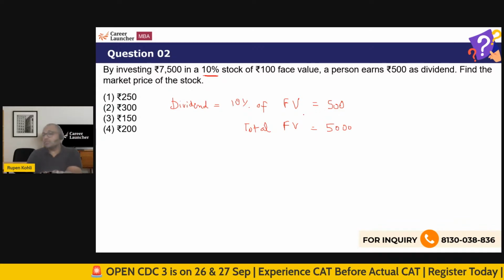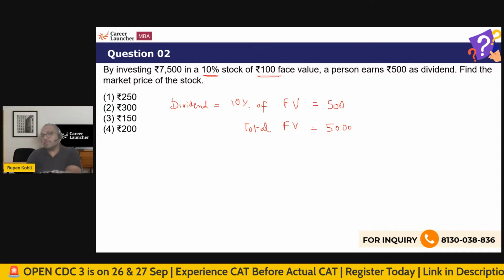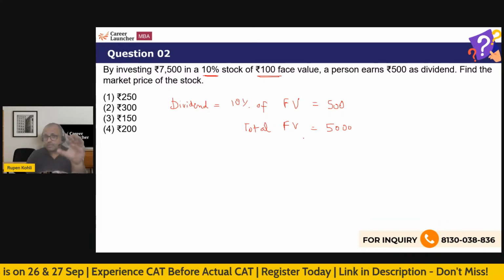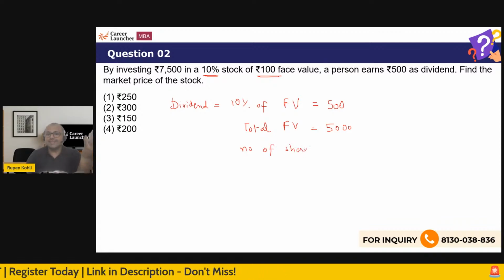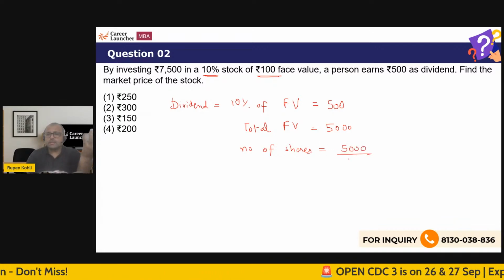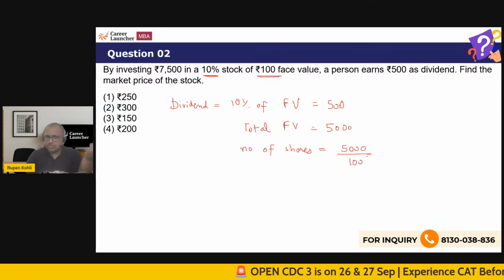So इससे मुझे अब समझ में आ गया कि अच्छा face value per share is 100 rupees and total face value of all the shares bought is 5,000. So this helps me to find the number of shares, right? That 5,000 is the total face value divided by the face value of each share.